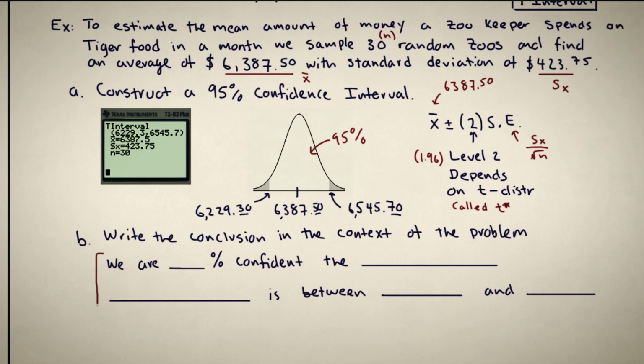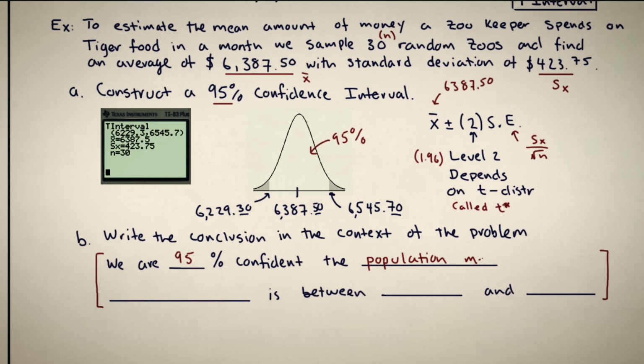It's always going to pretty much look like this. And let's go through and fill in the pieces. So for our problem, we were 95% confident. That came from the question. In this blank, you always put the context of the problem.